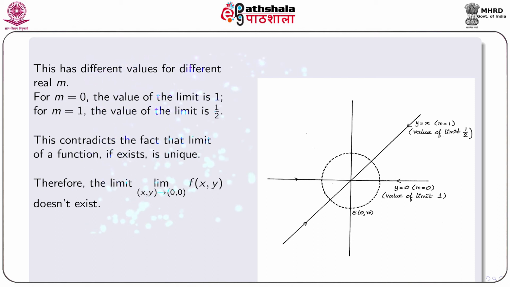For m equal to 0, the value of the limit is 0. That is, whenever we approach the origin along the x axis, the limit is 0. When we approach the origin along the line y equal to x, that is, we take m equal to 1, then we have the value of the limit as half. This contradicts the fact that the limit of a function, if it exists, is unique. So, we conclude that the limit of f(x,y) as (x,y) approaches the origin does not exist.